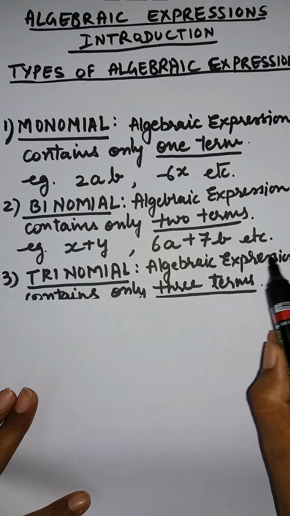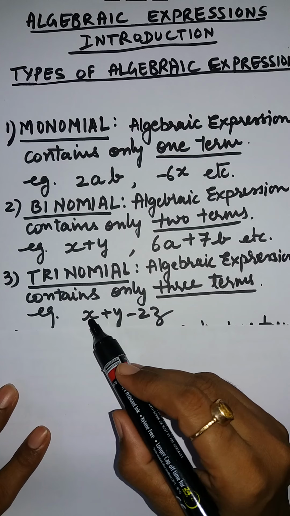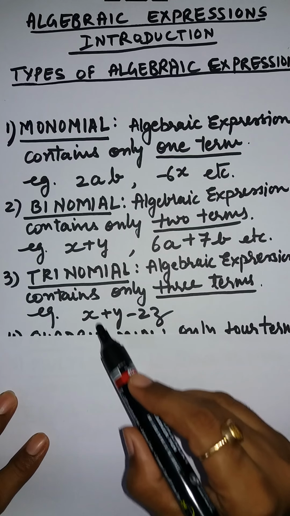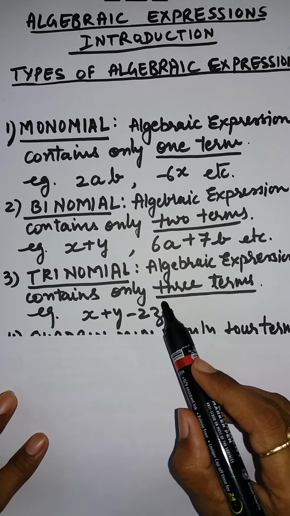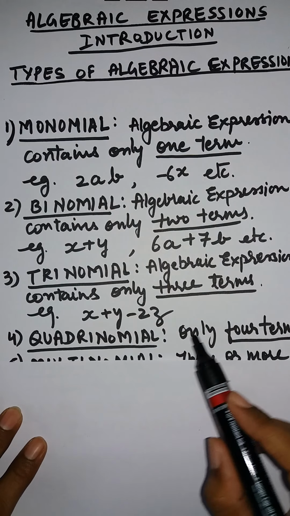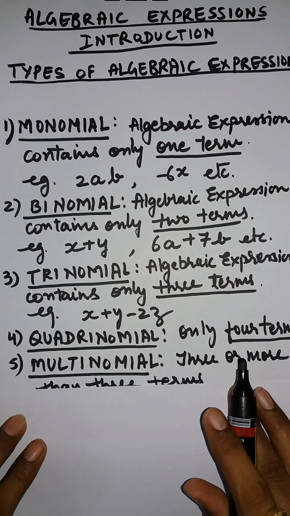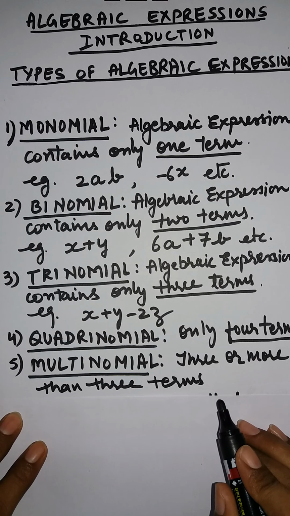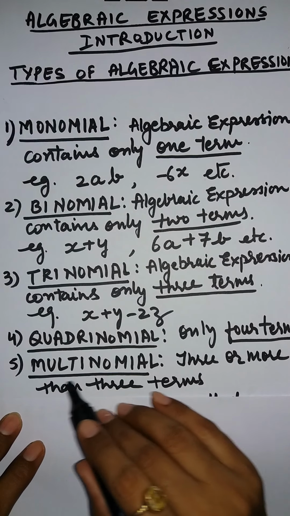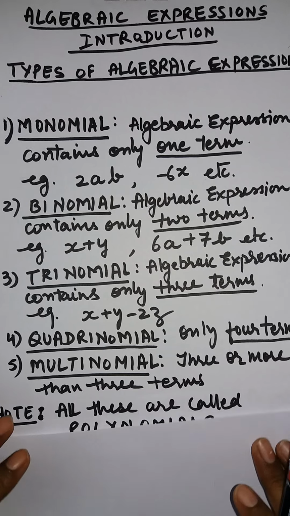Trinomial. Algebraic expression contains only three terms. For example, x plus y minus 2z. These are the three terms, x, y and minus 2z. Therefore, it is called trinomial. Quadrinomial, only four terms. Multinomial, three or more than three terms. The algebraic expressions which have three or more than three terms are called multinomial, and these all are called polynomial.